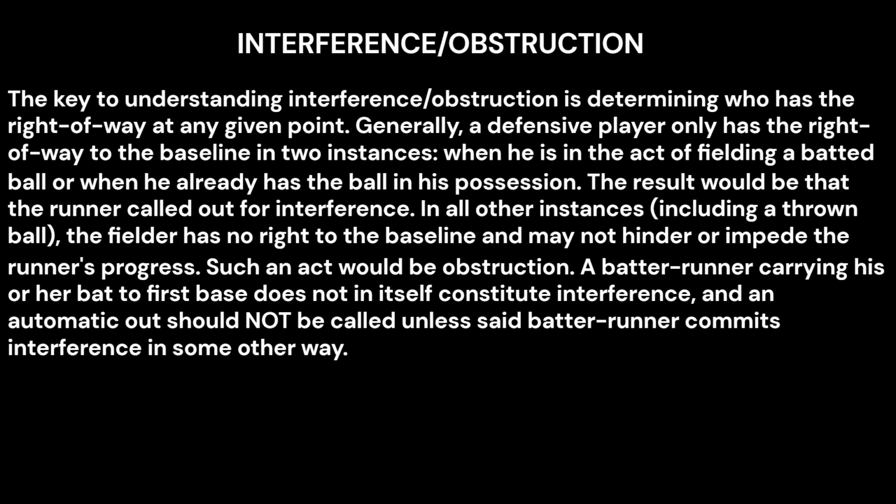Interference/obstruction. The key to understanding interference/obstruction is determining who has the right of way at any given point. Generally, a defensive player only has the right of way to the baseline in 2 instances: when he is in the act of fielding a batted ball or when he already has the ball in his possession. The result would be that the runner called out for interference. In all other instances, including a thrown ball, the fielder has no right to the baseline and may not hinder or impede the runner's progress.